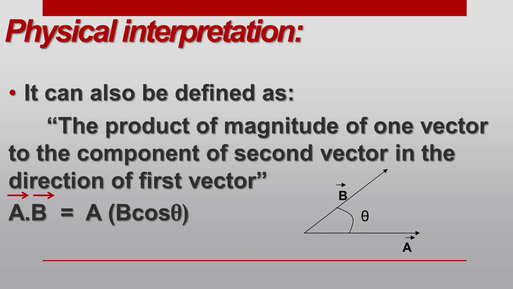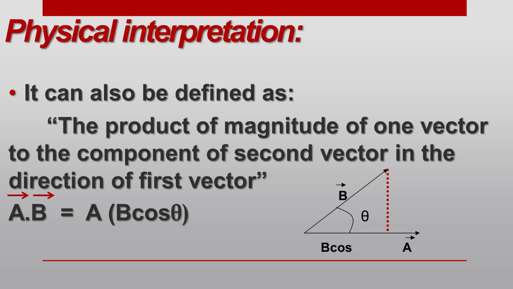Over here, if we are talking about the magnitude of the first vector times the component of the second vector, we know that to resolve vector B into components, we have to drop the perpendicular from this vector onto the other vector, you can see here. So this is the vertical component and this is the horizontal component of vector B, but by definition we have to consider only the horizontal component of vector B.